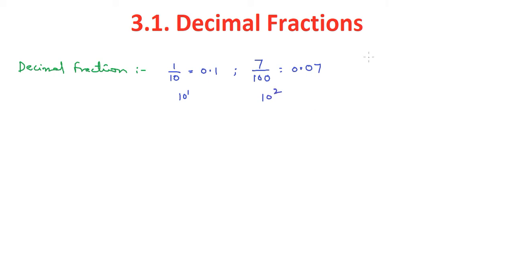Likewise, we can make another example also. 8 divided by 10,000, which is equal to 0.0008. So here 10 power 4 is there as the denominator. So we can call these types of things decimal fractions.